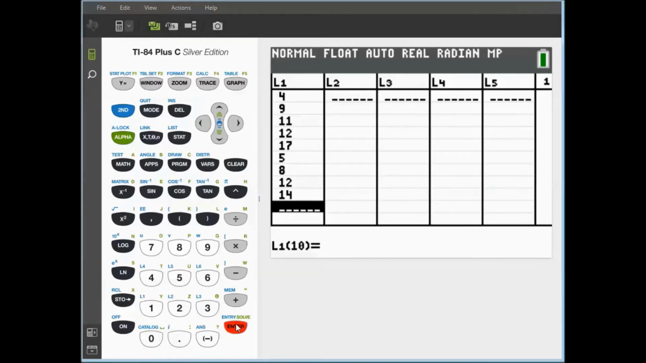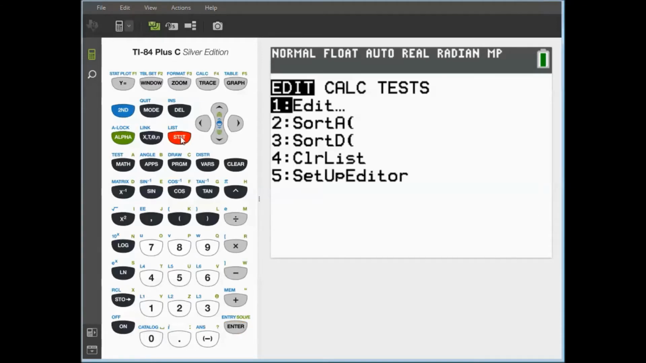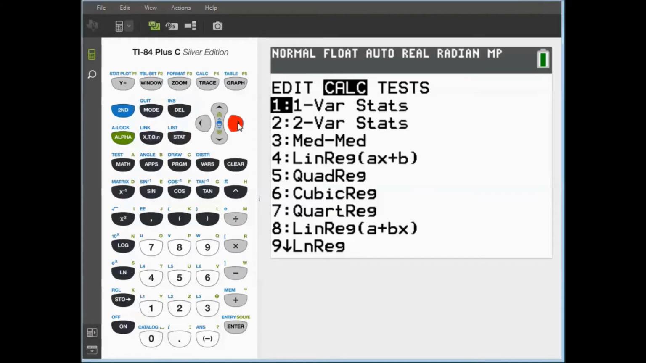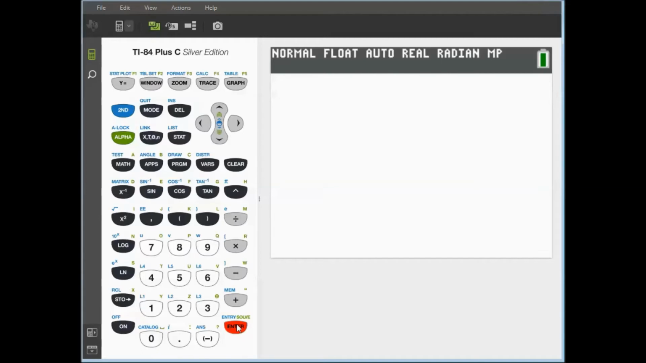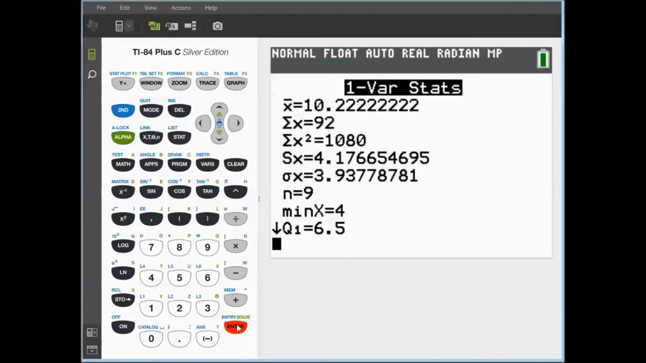After you type the numbers in, you click Stat again. Then you go over to the right to Calc, and you're going to click number 1, which says 1 var stats, and that stands for 1 variable statistics. And you click Enter a few times, and it gives you this screen.